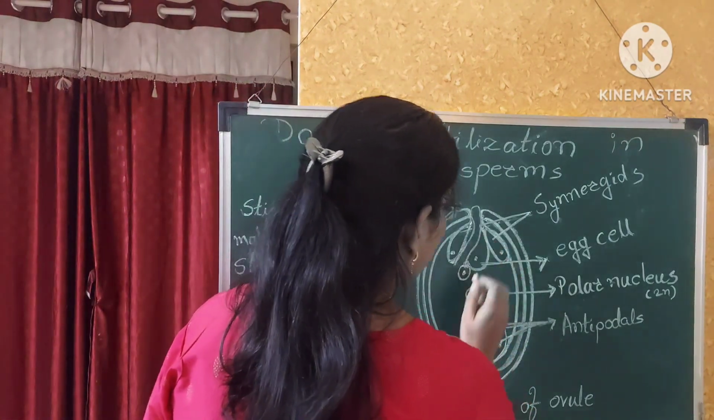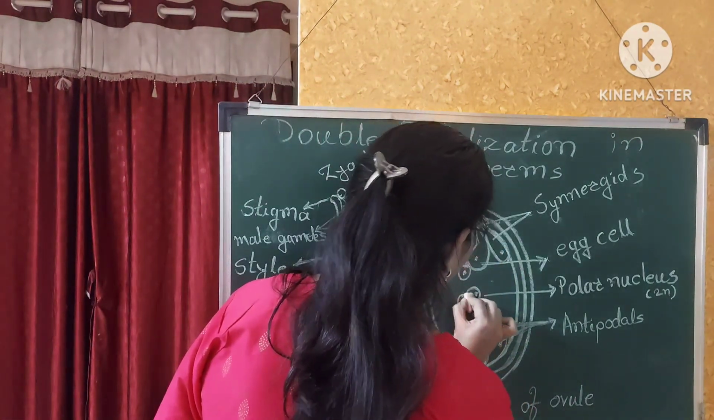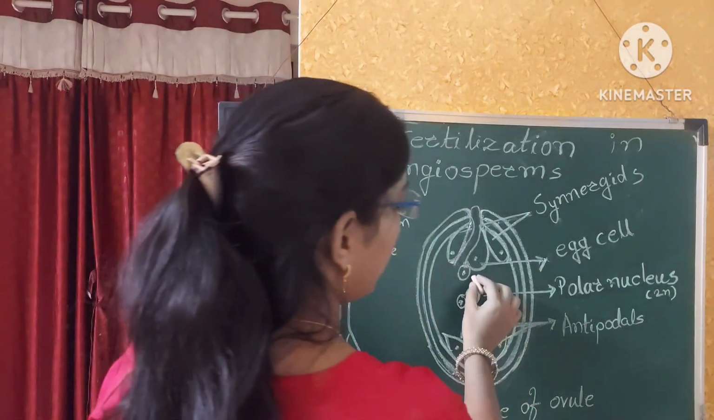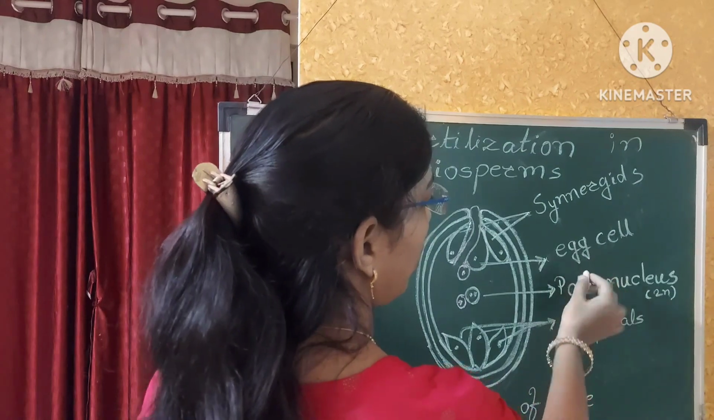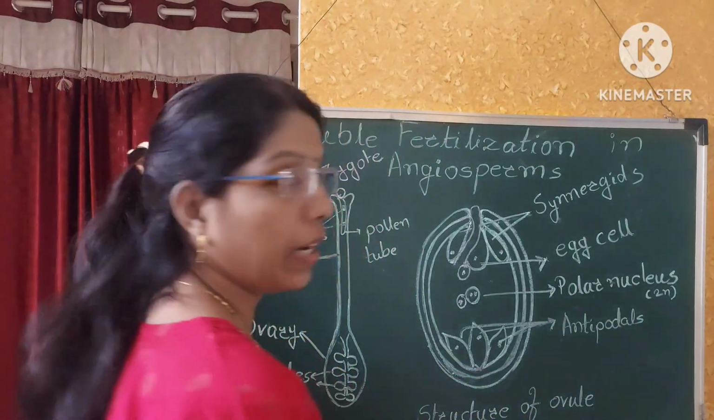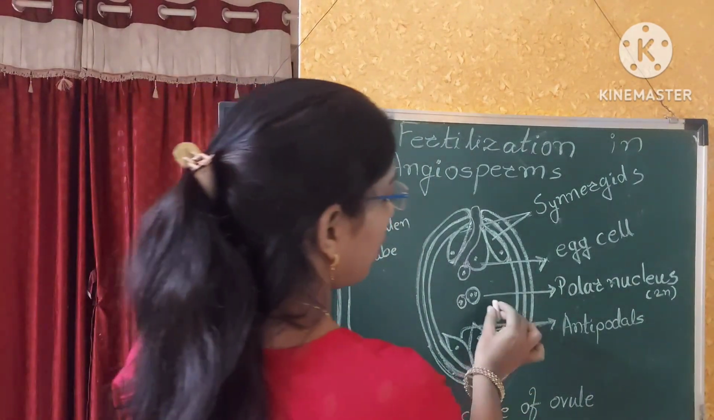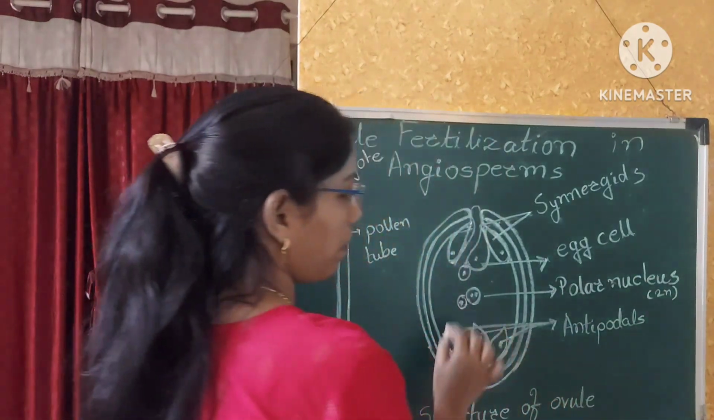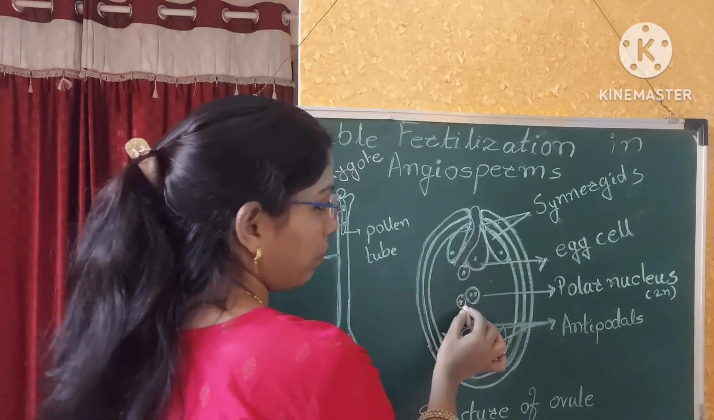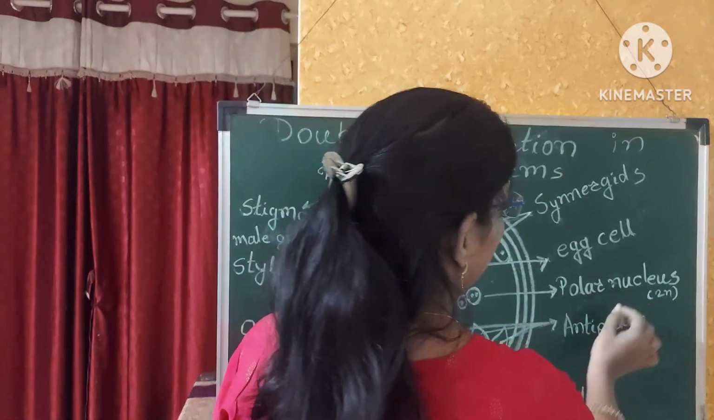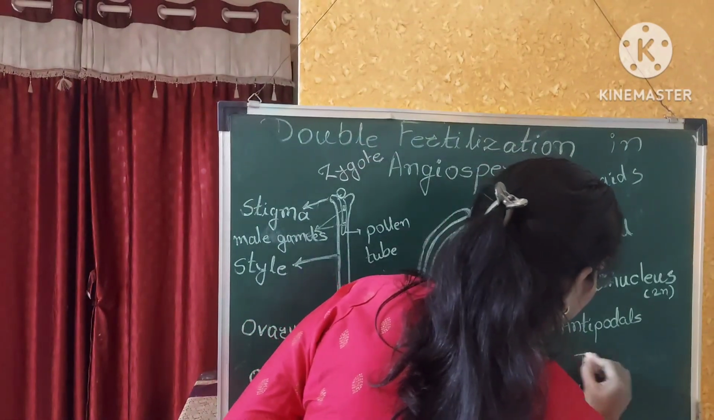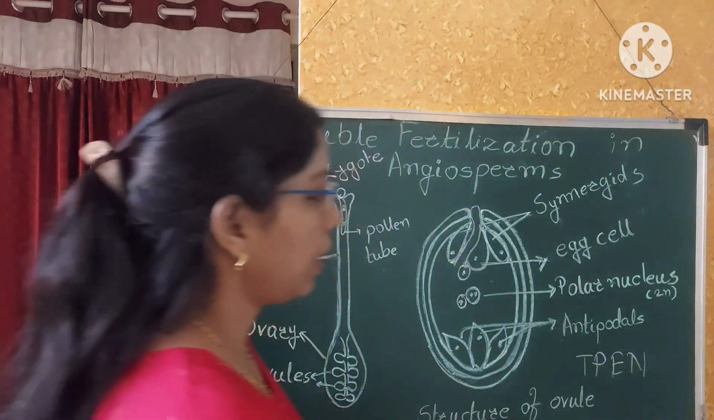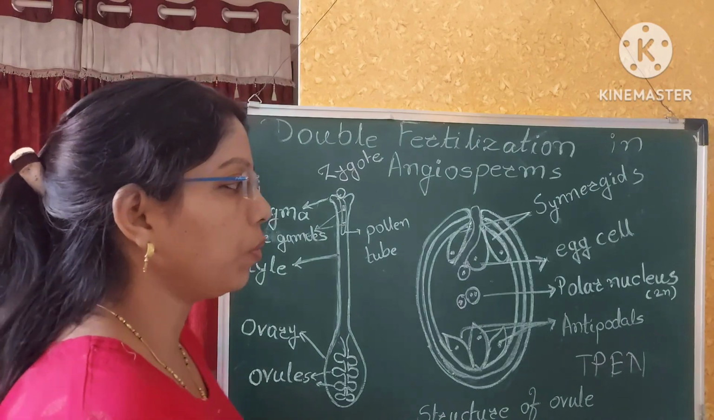Now the second male gamete fuses with the polar nucleus, which is diploid, and the male gamete is haploid. So the second male gamete fuses with the polar nucleus and the triploid primary endosperm nucleus is formed.